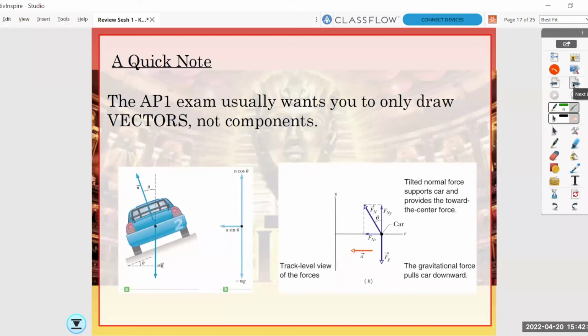Quick note, the AP exam almost always wants you to draw full vectors, not components. So if you have an object that's sitting on a ramp and it asks you to draw a free body diagram, the free body diagram you should draw should look like this.